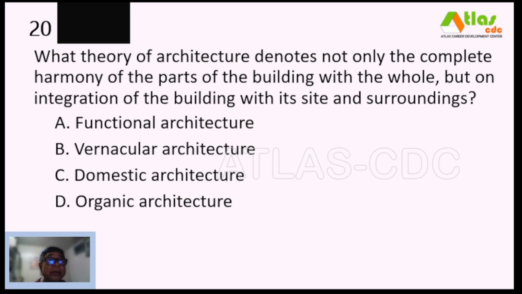What theory of architecture denotes not only the complete harmony of the parts of the building with the whole, but an integration of the building with its site and surroundings? A. Functional architecture. B. Vernacular architecture. C. Domestic architecture. And D. Organic architecture.